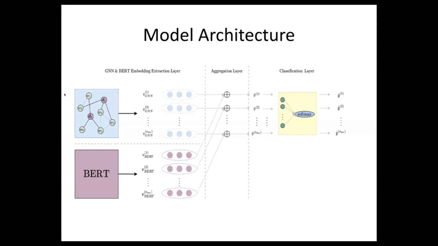On the bottom half, we use DistilBERT to extract contextual embeddings from raw text. DistilBERT provides deep semantic representations capturing the nuances of language. These two streams produce two different embeddings for each document, one from GCN and one from BERT. In the aggregation layer, we simply concatenate these two embeddings. This gives us a unified representation that captures both structure and semantics. Finally, we pass this representation through a fully connected classification layer with softmax, which predicts the label for each document.